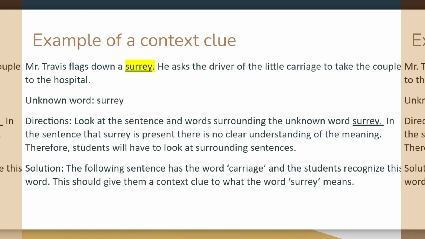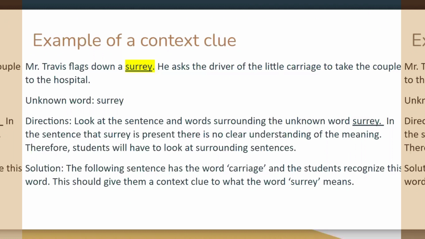This is a passage out of the book, The Earth Dragon Awakes. Mr. Travis flags down a surrey. He asks the driver of the little carriage to take the couple to the hospital. Well, surrey to the children in second grade isn't readily known. So reading "Mr. Travis flags down a surrey" doesn't clear things up at all.